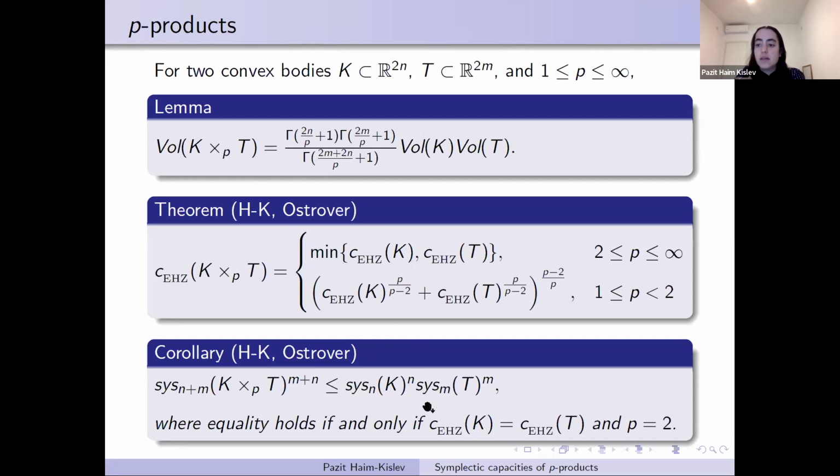So for p larger than 2, it's easy to see, but for p smaller than 2, it's a bit more tricky, because we do not have monotonicity here. It could be that for p smaller than 2, the systolic ratio would be larger than the systolic ratio of the 2-product, but this entire inequality remains true.